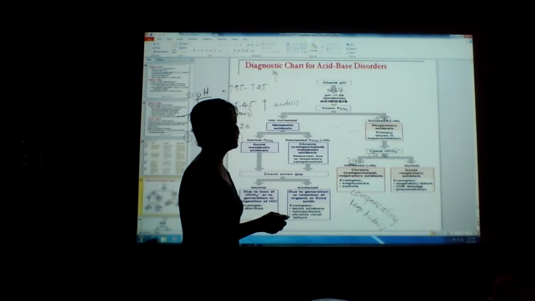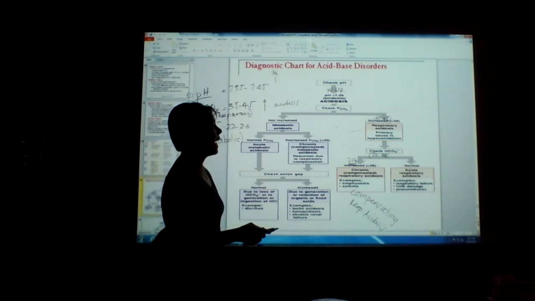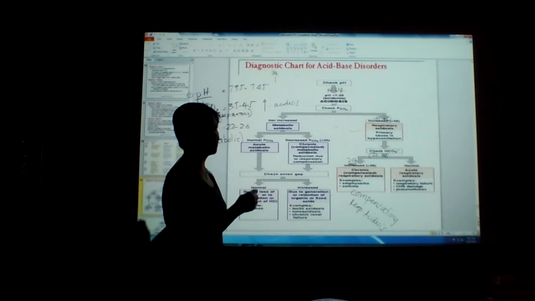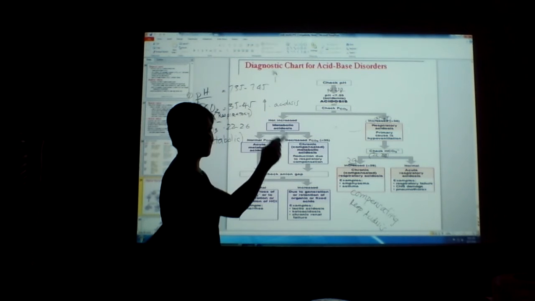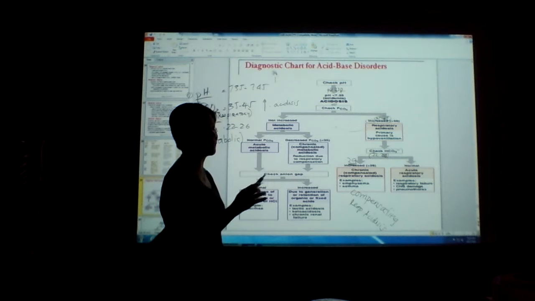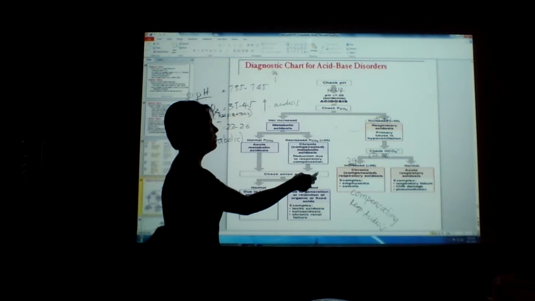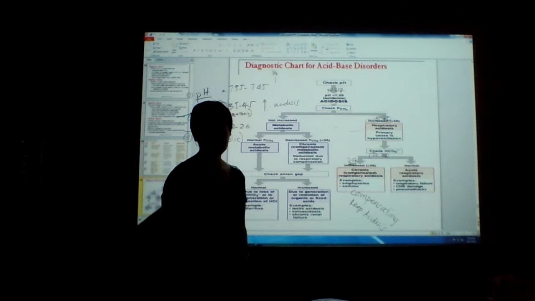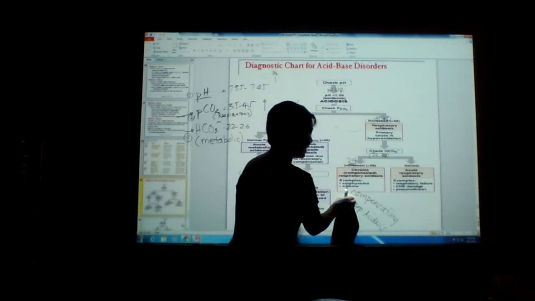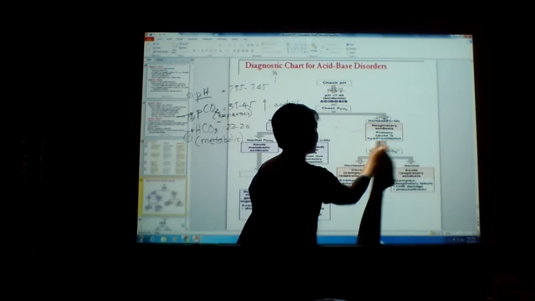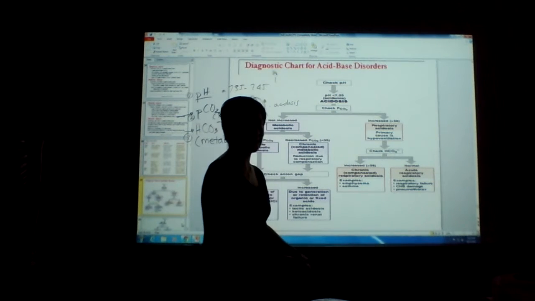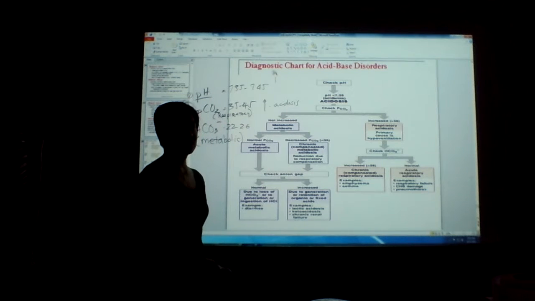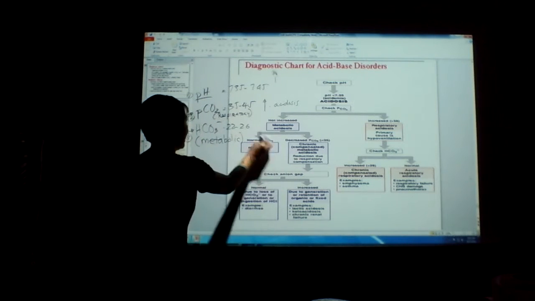Okay? There is a difference between compensating and compensated, and you're going to see when we start our practice. When the pH is already corrected, then you say the condition has already compensated. This has compensated properly. But this is still compensating because the pH is still not normal. For your lecture test, I will give you the clinical scenario, not just numbers, so it will be easy for you to study.